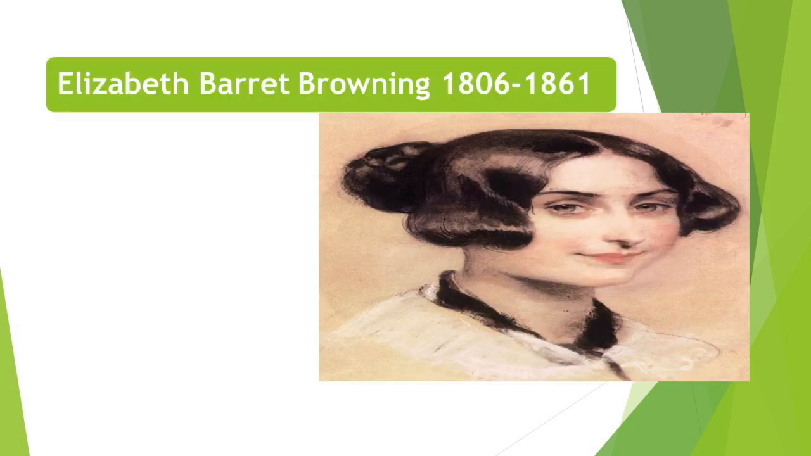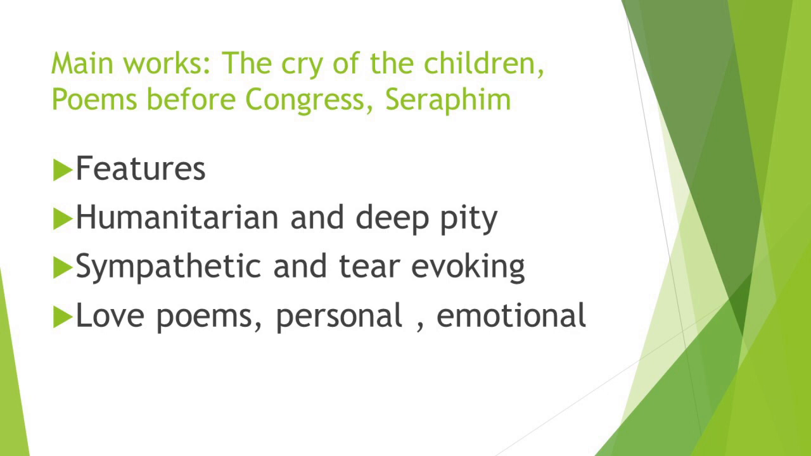Next writer is Elizabeth Barrett Browning. Okay, let's see her main works. Main works are The Cry of the Children, Poems Before Congress, Aurora Leigh, etc. Her writing features: humanitarian and deep pity, sympathetic and tear-evoking, love poems, personal and emotional. These were the features we can find in her writing.